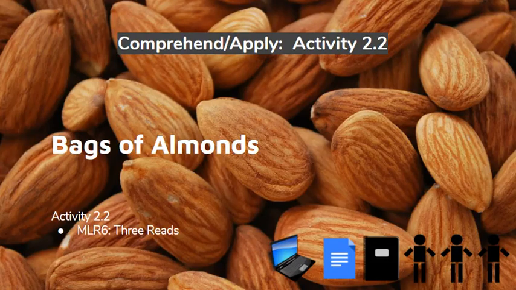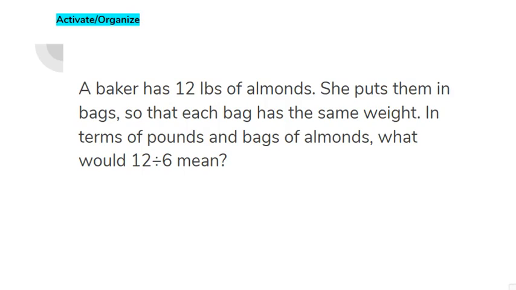All right, let's talk about a bag of almonds. A baker has 12 pounds of almonds. She puts them in bags so that each bag has the same weight. In terms of pounds and bags of almonds, what would 12 divided by 6 mean? A few different ways that you can think of that, right? So you're thinking about 12 pounds of almonds divided by 6. Well, what could that 6 mean? It could mean that you're dividing it up into 6 bags, right?